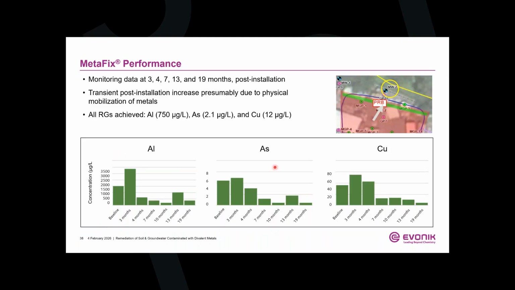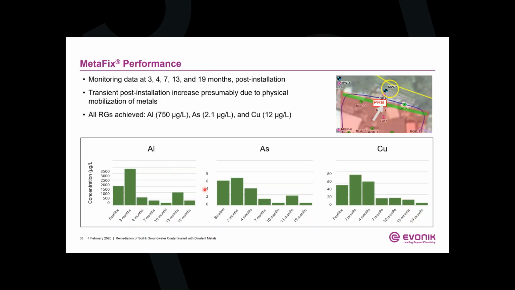The metals here, since we're talking about divalent metals, let's look at the copper, reduced from somewhere in the range of about 50 ppb where it started. There was a bump right after installation of the PRB, which I'm sure many of you have seen, disruption of the subsurface, but then continued reduction down to well below the remedial objective for copper of 12 ppb.